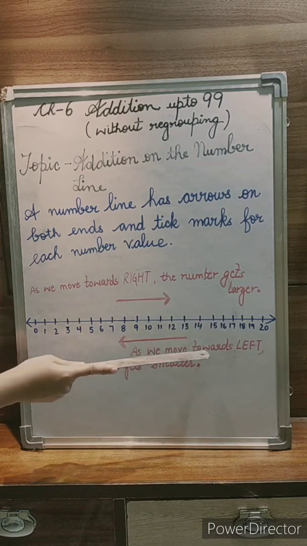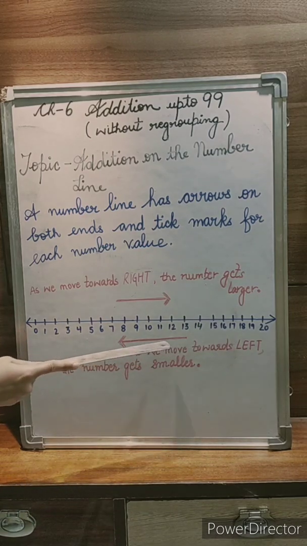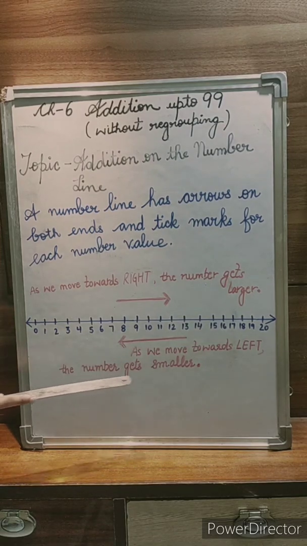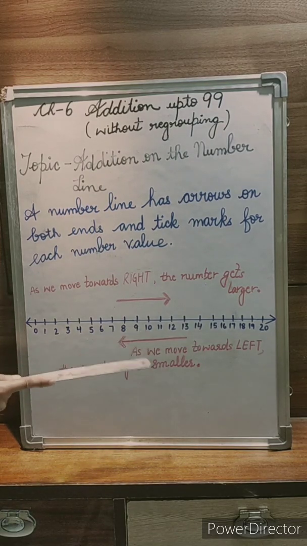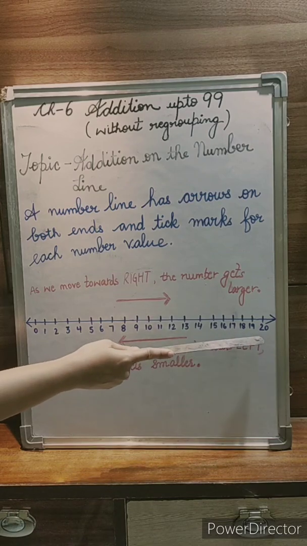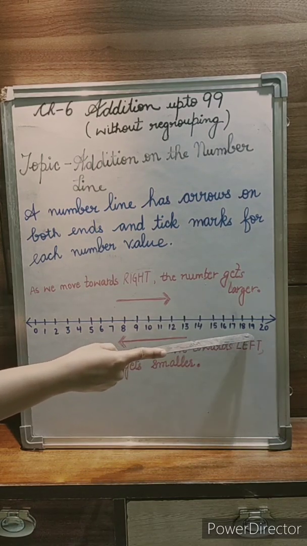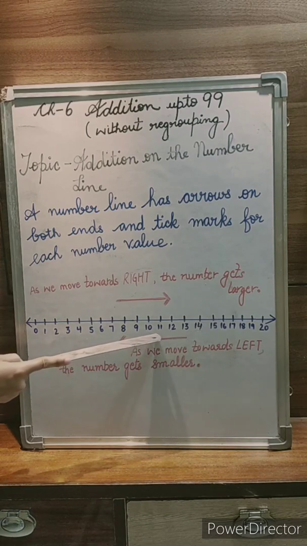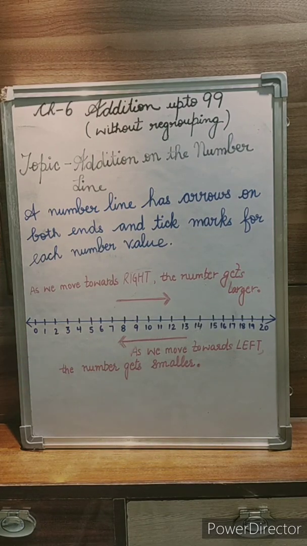As we move towards the left, going backwards, the number gets smaller. What will the value keep becoming? Smaller. So here the number is 20, and as we are moving towards the left, the value is getting smaller. Okay?